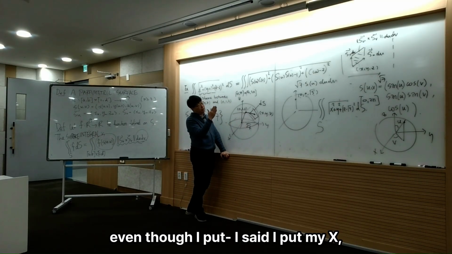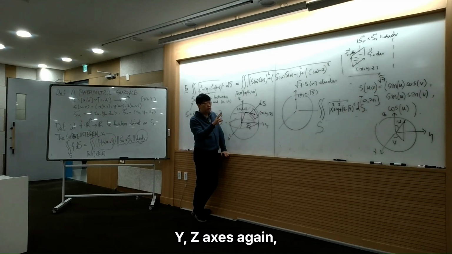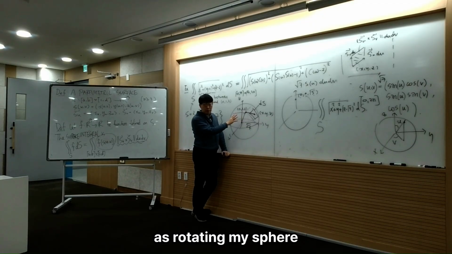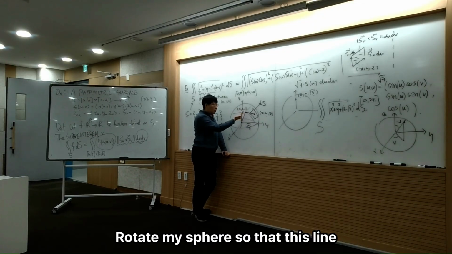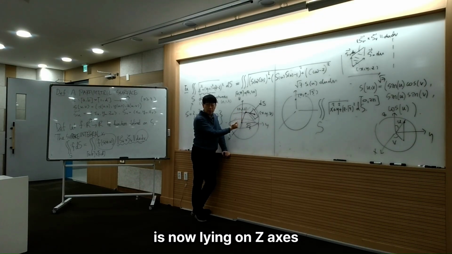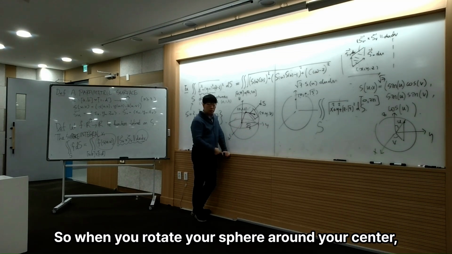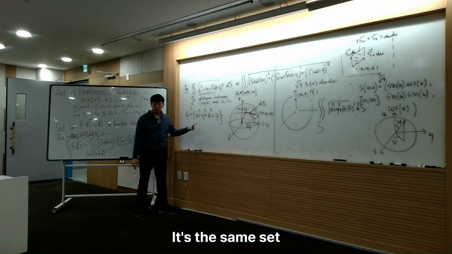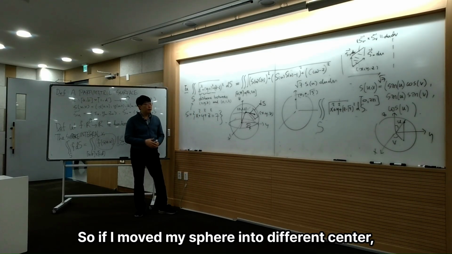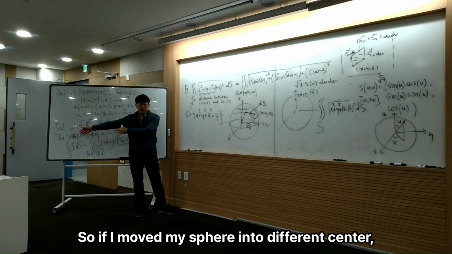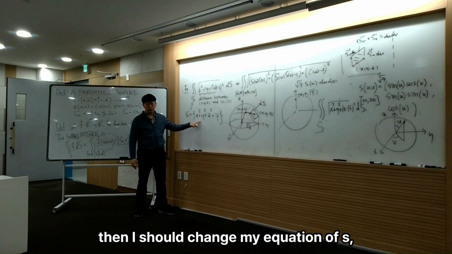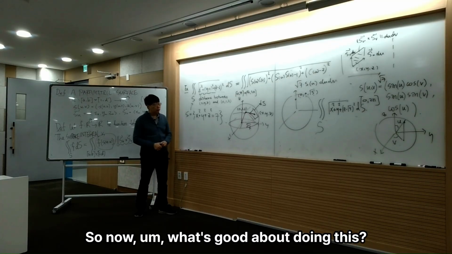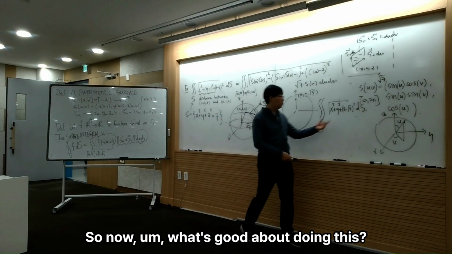even though I said I put my x, y, z axes again, what I really did is the same as rotating my sphere, so that this line is now lying on the z axis. When you rotate your sphere around its center, it's not changing the shape. It's not changing the set at all. It's the same set. If I moved my sphere to a different center, then I should change the equation of S. But I didn't, because it's the same center. I just rotated.